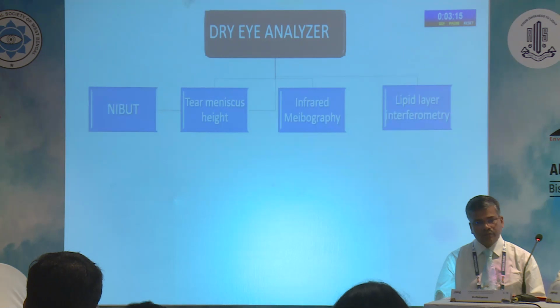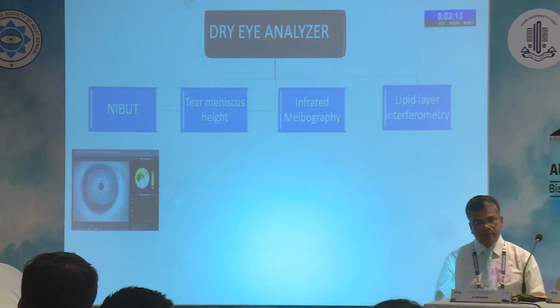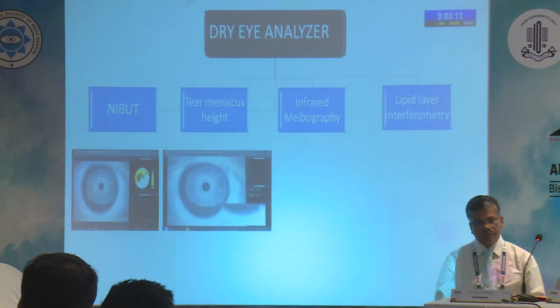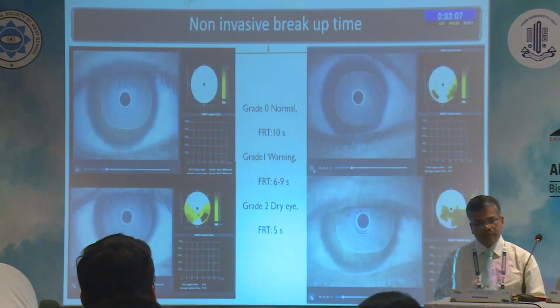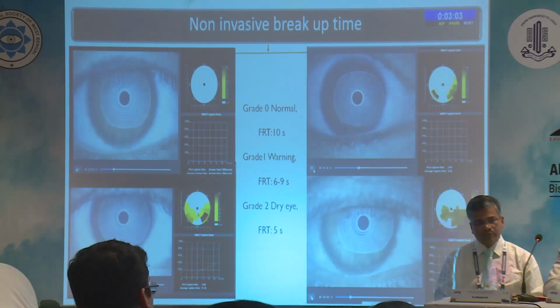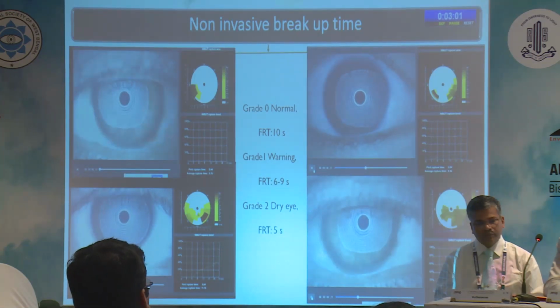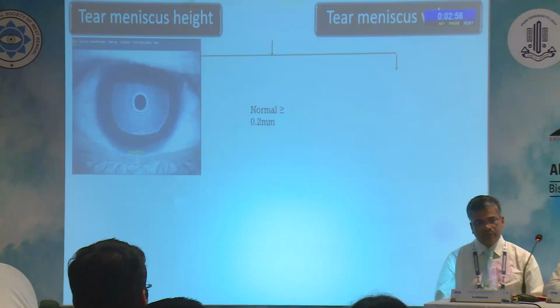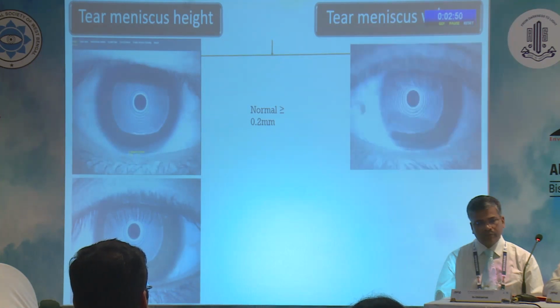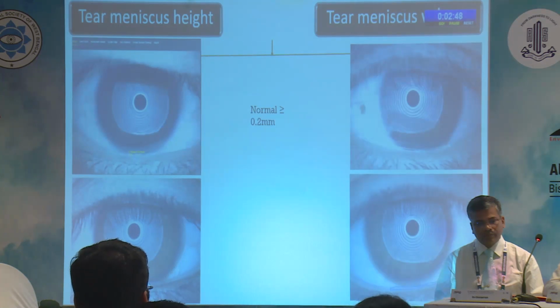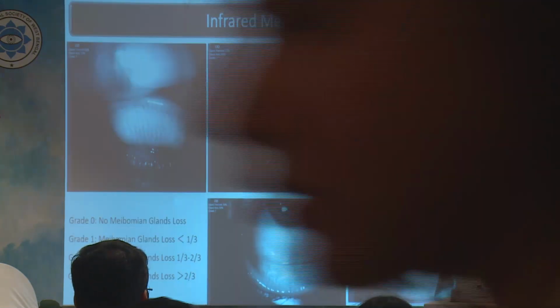So what does the dry eye analyzer do? It measures the non-invasive breakup time, the tear meniscus height, infrared meibography, and lipid layer interferometry. In non-invasive breakup time, Placido's disc-based white light is diffused onto the cornea and we look for image distortion. In tear meniscus height, it is measured with an inbuilt ruler in line with the pupillary center, and if it is more than 0.2, it is normal, and we can also measure the tear meniscus volume.